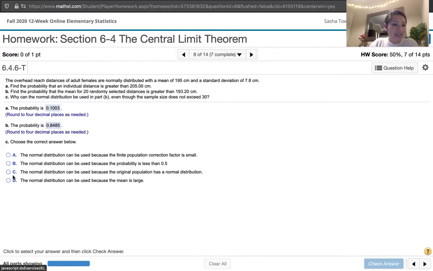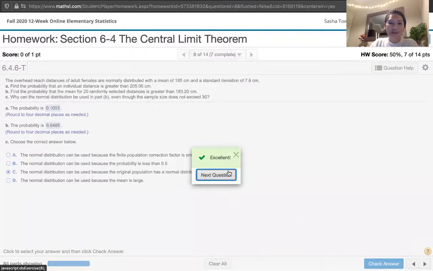So let's see, yes, option C says the normal distribution can be used because the original population has a normal distribution. And that's how we answer that question.